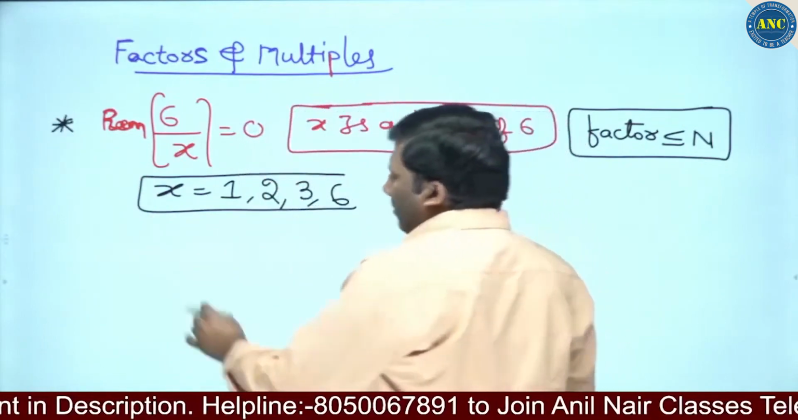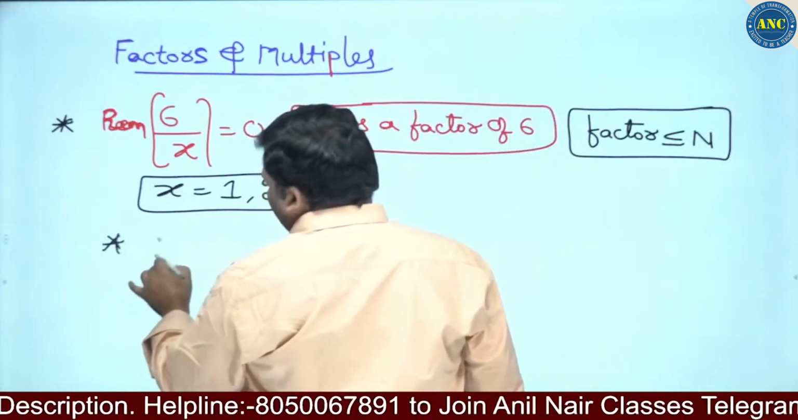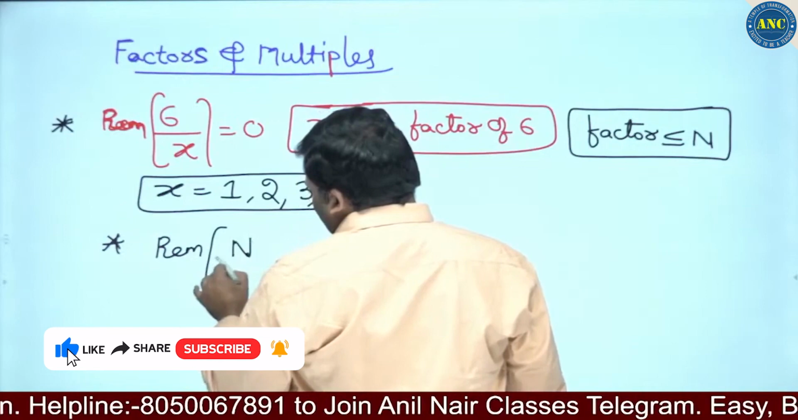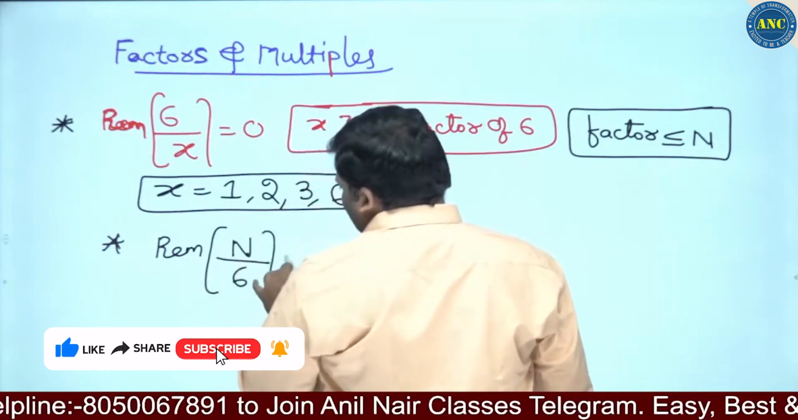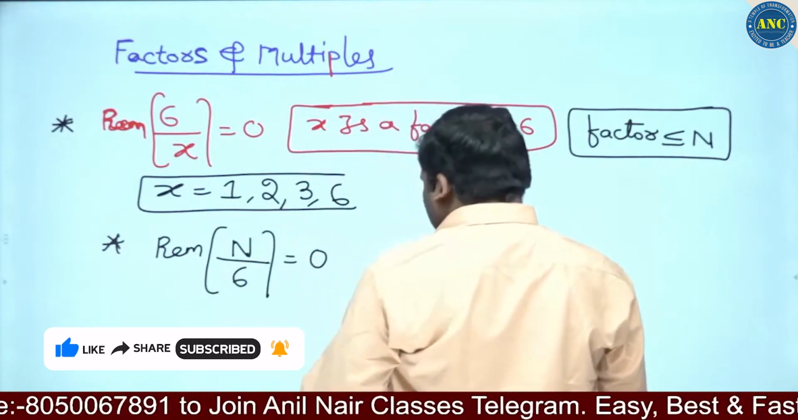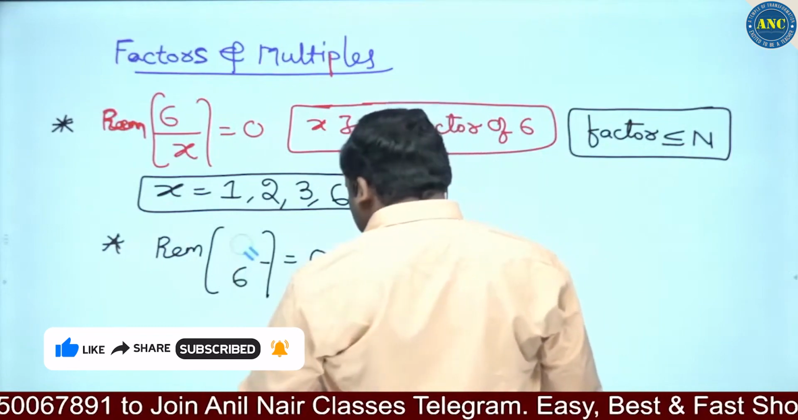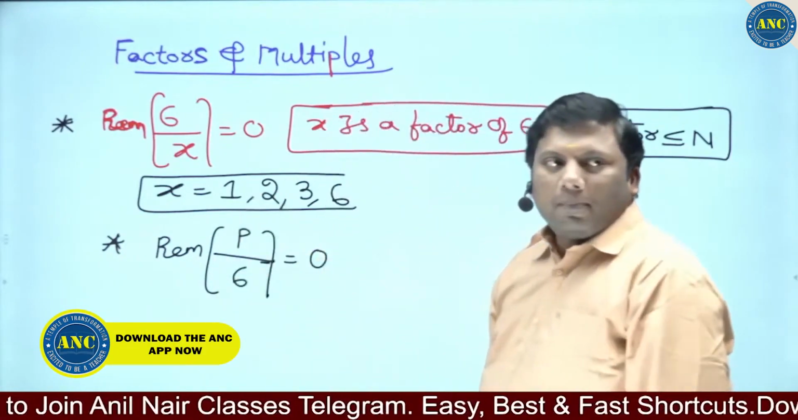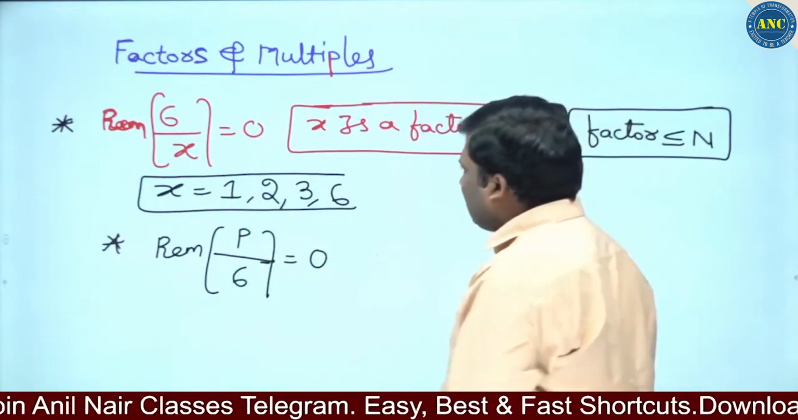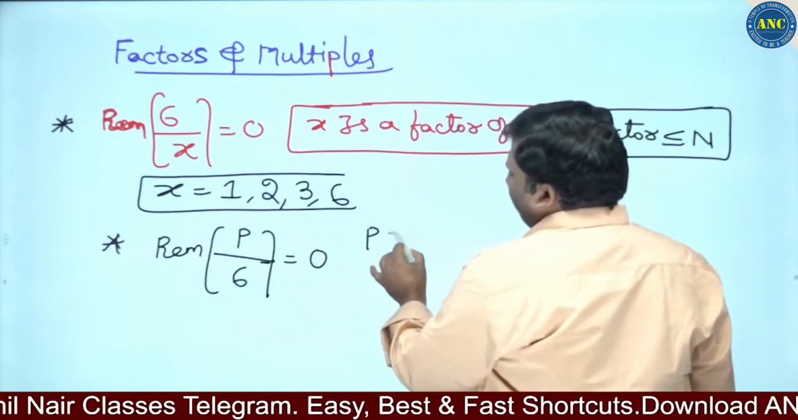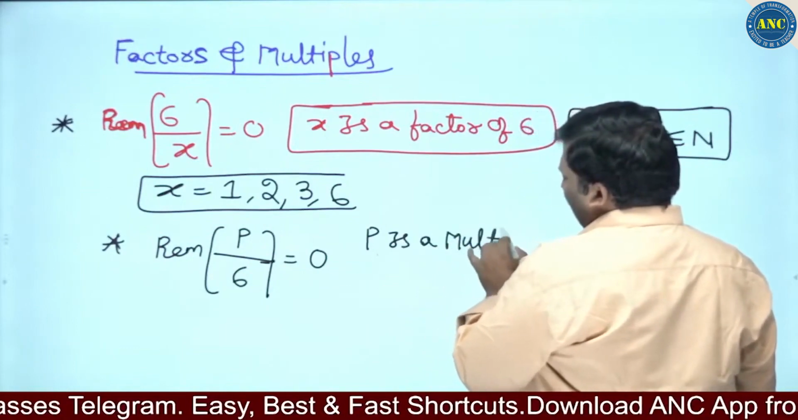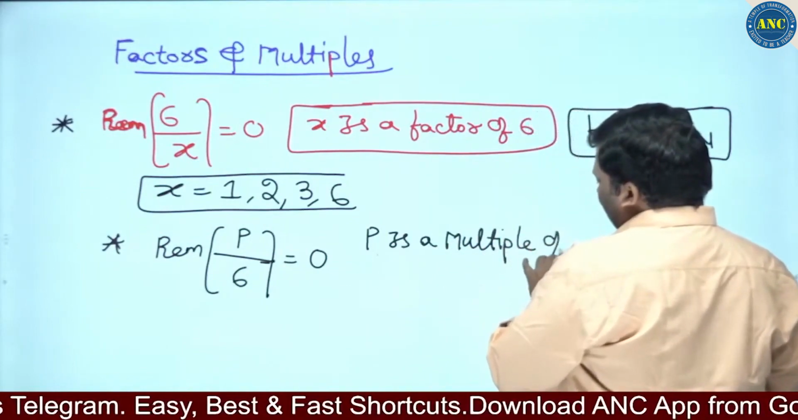What is a multiple? Suppose a multiple is present in the numerator, and N divided by 6 leaves remainder 0. Let me call it P, because there might be a confusion with the number. P divided by 6 leaves remainder 0. Then P is a multiple of 6.